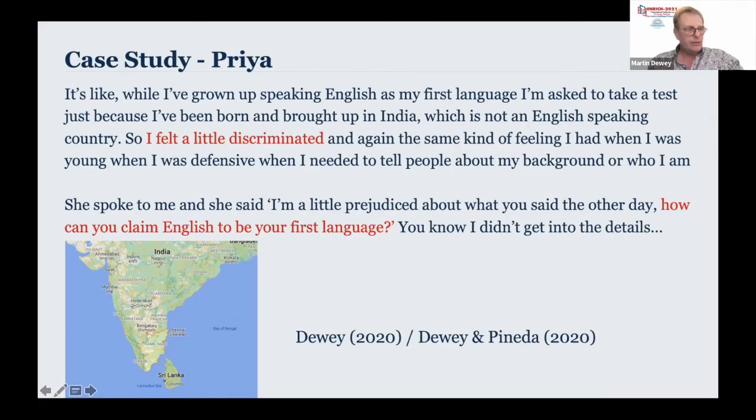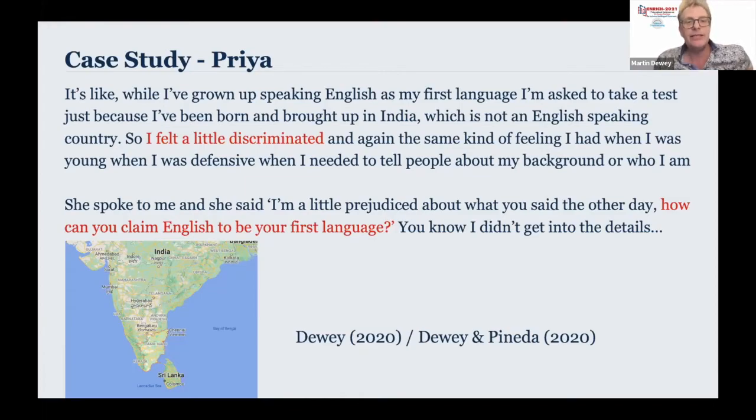Many of you will have seen me quote this before, but this is from a case study of Priya, who identifies as Anglo-English, but who grew up speaking English as her first language. English has always been her dominant language. She refers to it as her mother tongue, but when arriving in the UK, was asked to take an IELTS exam in order to be accepted at a UK university. She was not given a place in the UK. She was given a conditional offer, conditional on English language requirements. So despite having grown up with English, she was asked to do the IELTS test. Okay.